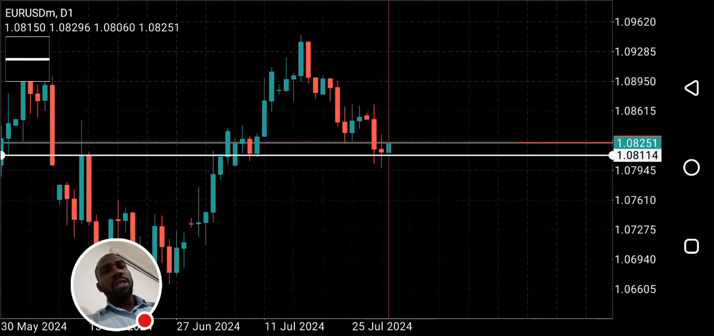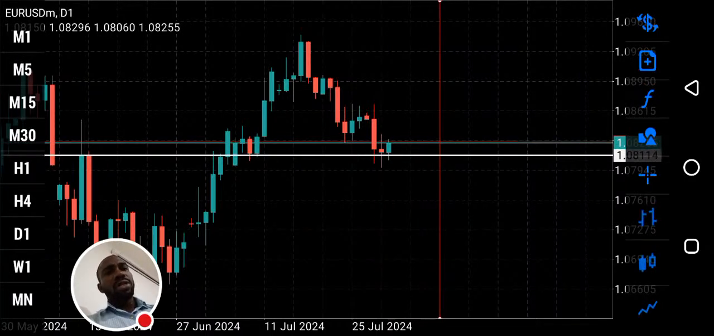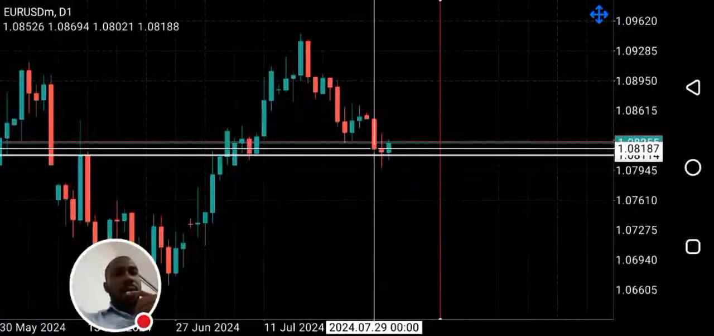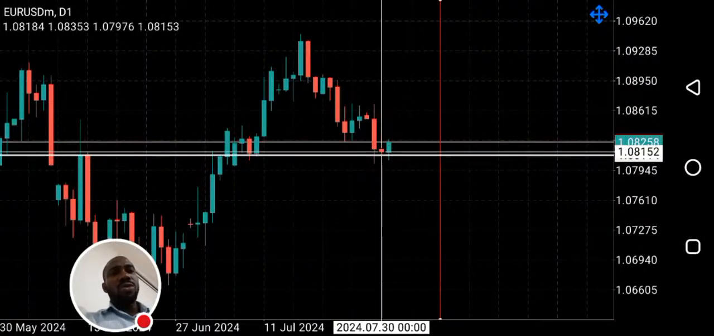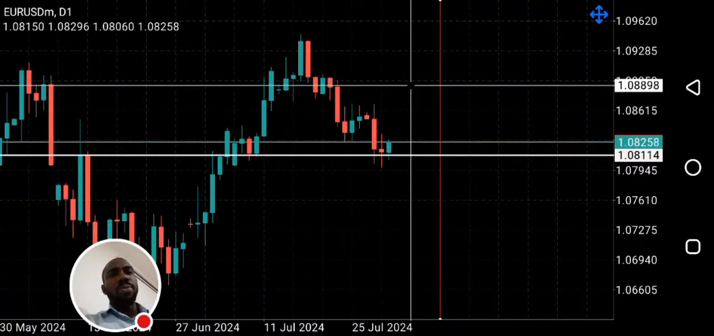You can see it tested this support and there was strong rejection from that support. You can see how yesterday's candle closed. It closed as a spinning bottom. So if today's candle closes bullish, there's a high probability that tomorrow Euro USD will be bullish.